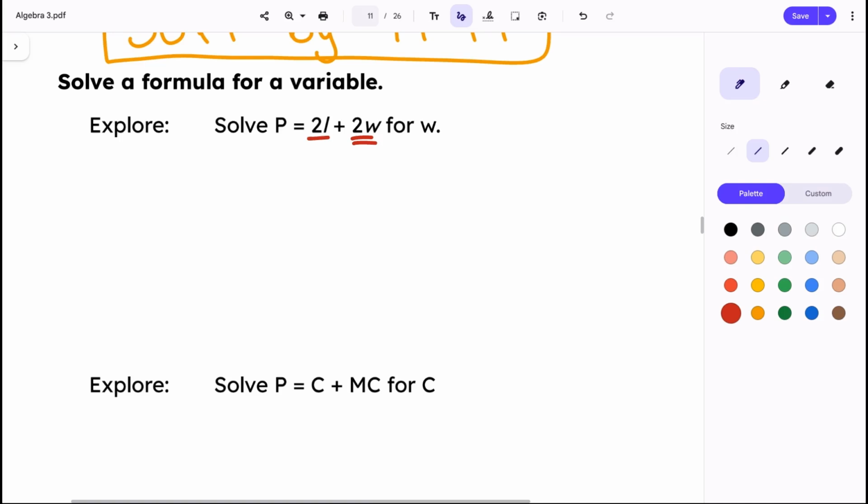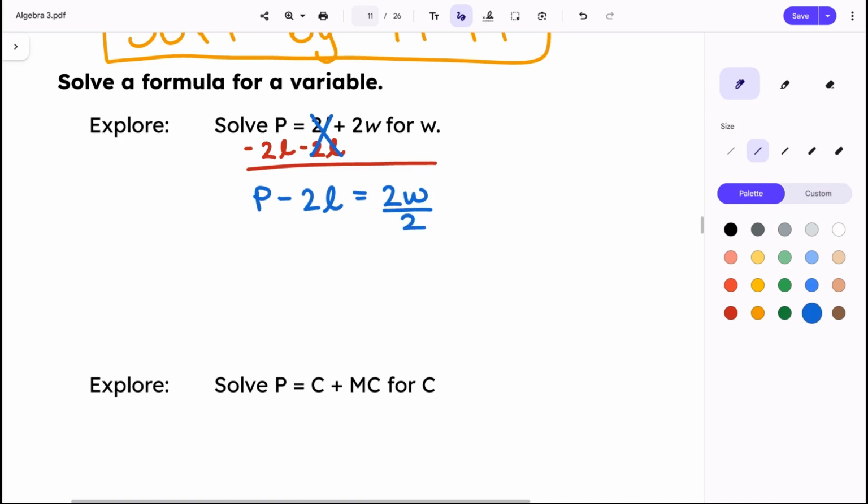So I want to move the 2L over to the other side. So I'm going to do that by subtracting 2L. So I'm going to write minus 2L on either side. So this now is going to say P minus 2L, and that's going to be equal to 2W. How do I get the W all by itself? Divide by 2. I'm going to divide that on both sides.